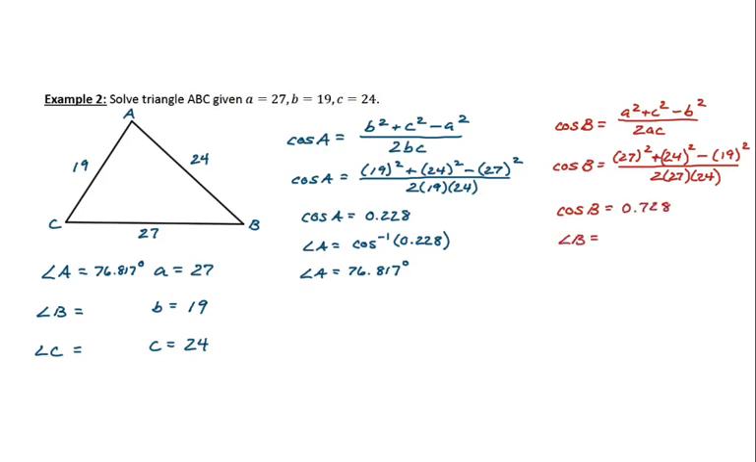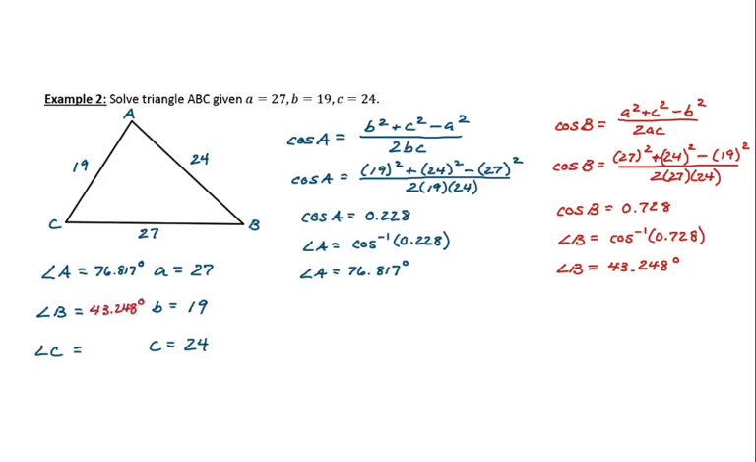And I'm writing a rounded decimal, but when I'm actually calculating, I'm using the full decimal answer. I'm not putting 0.728 in. I'm taking the inverse cosine of my previous answer unrounded. That way I can be sure that my angle is as close to the true angle as I could possibly get. So angle B is going to be cosine inverse of 0.728. So angle B is going to be 43.248 degrees. So I used the law of cosines again in the alternate form to find angle B, and I'm just going to put that in my chart there.